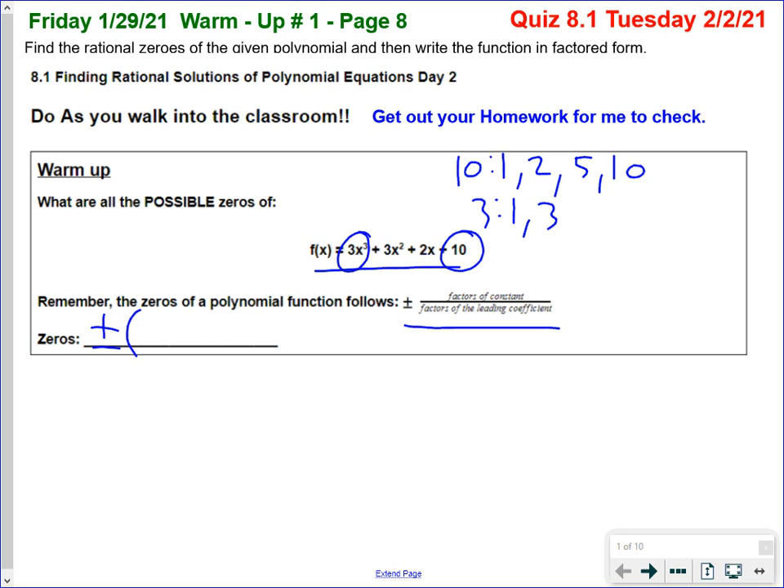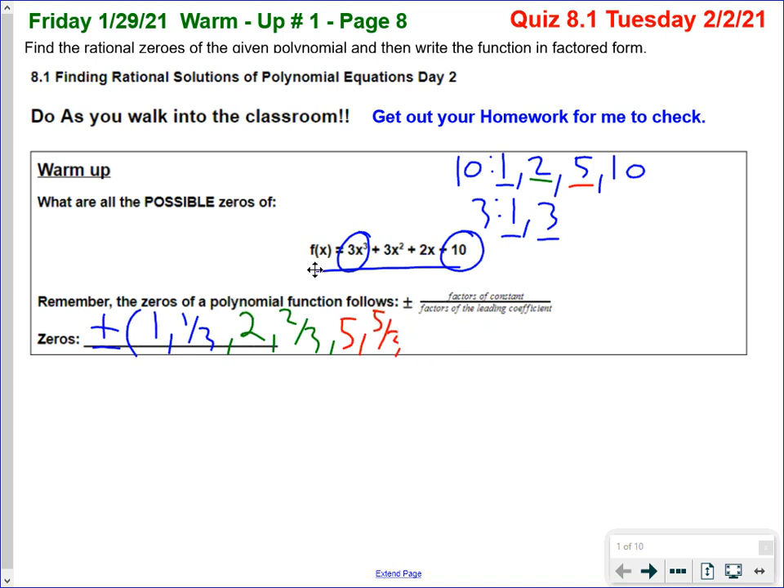For instance, our first factor of 10 is 1, and we're going to put that over both the 1 and the 3. So 1 over 1 is 1, and 1 over 3 is 1/3. And we're going to keep doing that for every single factor of 10. So next is 2. We get 2 over 1, which is just 2, and then we have 2 over 3, which is 2/3. Next is 5. 5 over 1 is just 5, and 5 over 3 is 5/3.